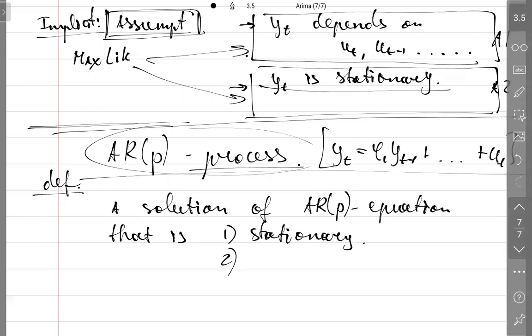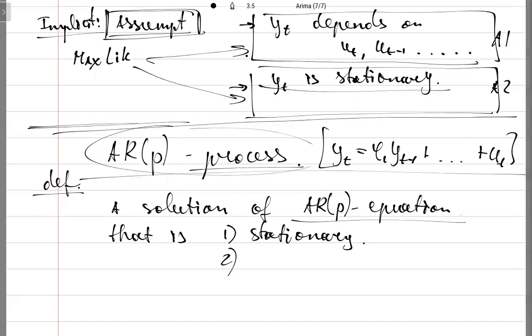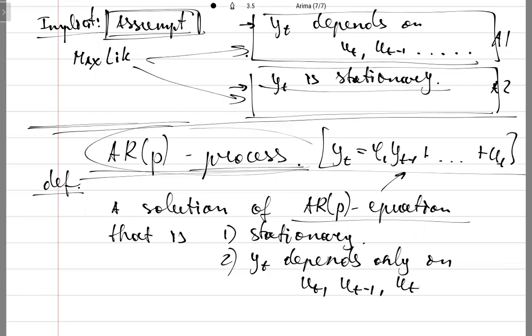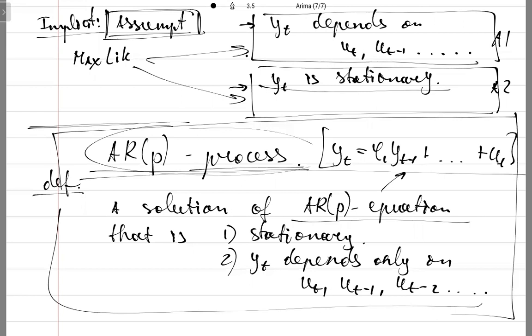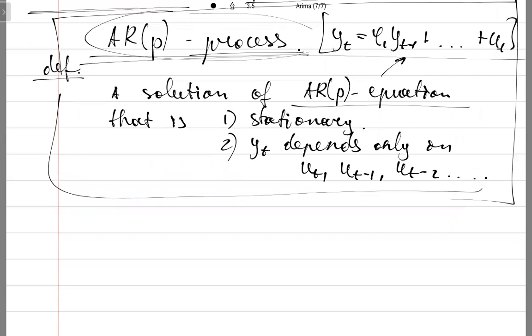So I have an AR(p) equation, and I say that an AR(p) process is a solution of this equation that is stationary, and where Y_t depends only on past values of white noise, on u_t, u_{t-1}, u_{t-2}, and so on. That will be my definition of an AR(p) process. Many authors are not so strict, and they say an AR(p) process is something defined by this equation. But we need to be careful that an equation is not a process. And by the theorem, we have only one or zero solutions of this type. So there is no problem to specify an AR(p) process like that.